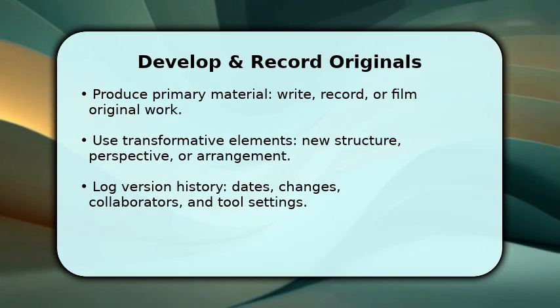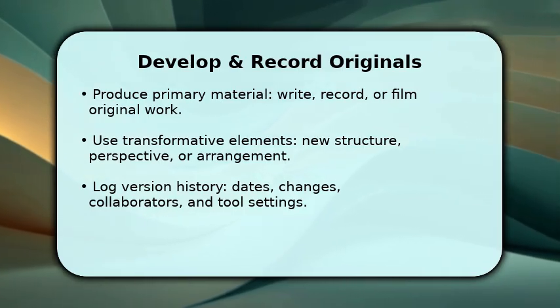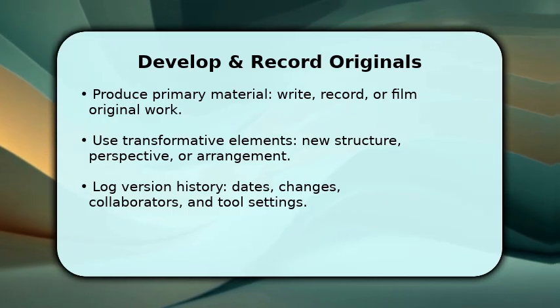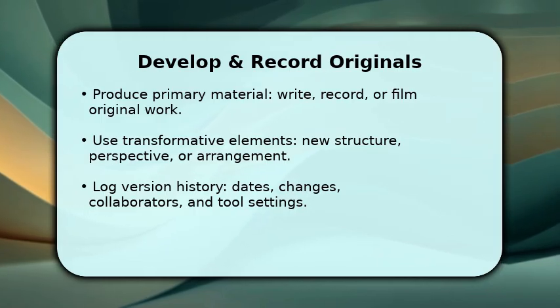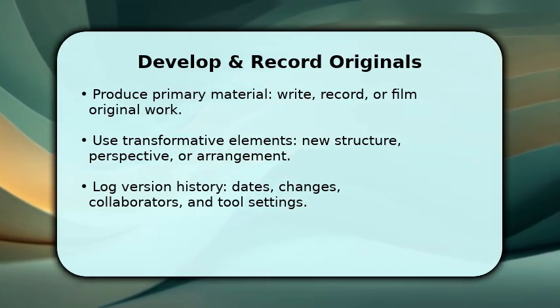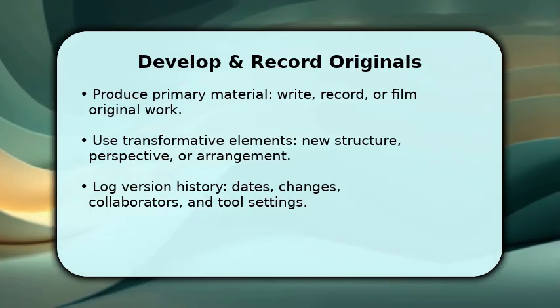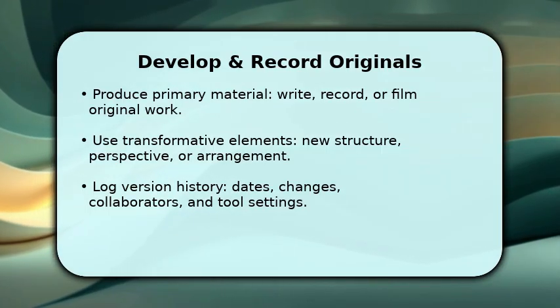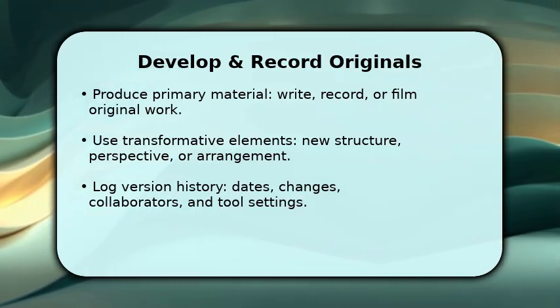Now you move into full production. Write your text, compose music, or shoot footage while prioritizing unique structure and perspective. As you work, intentionally transform any inspirations by altering arrangement, adding commentary, or recontextualizing. This is why your piece is original. Track version history with timestamps, notes on changes, and collaborator ID so you can prove development.